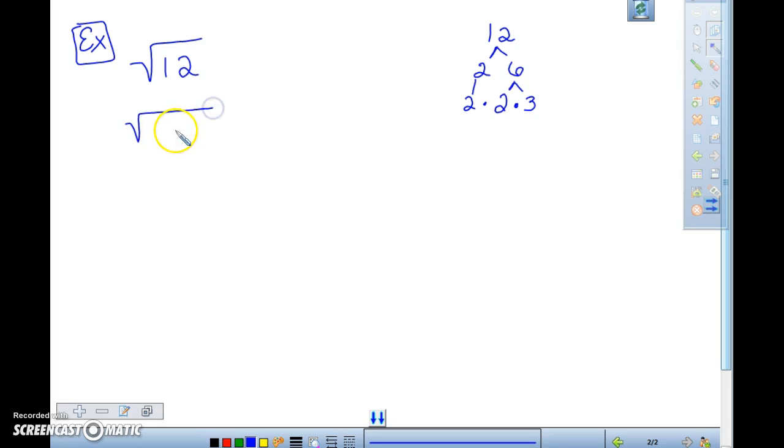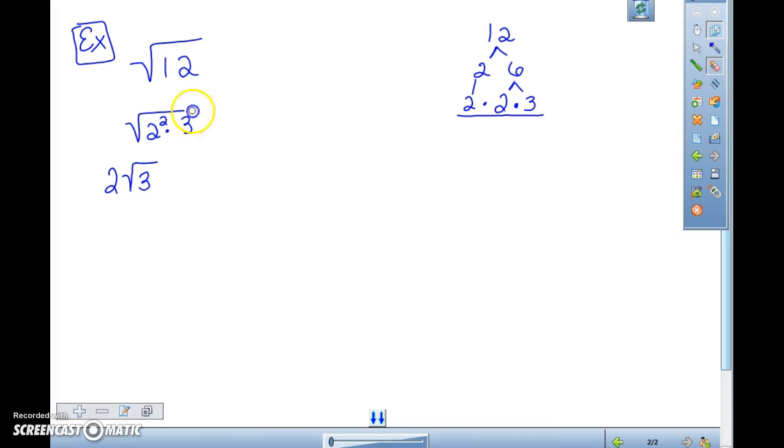Give me a chance. I'm going to rewrite this as 2 squared, because see how there's 2 of them? Times 3. Now we just said that this little square and this square root undo one another, right? So I'm going to have 2 square root 3. Okay? But he takes out a step.